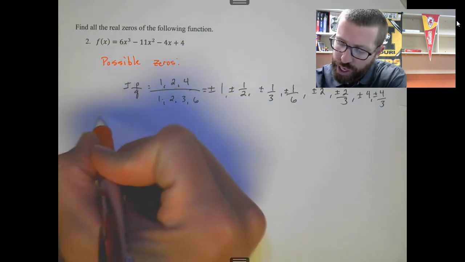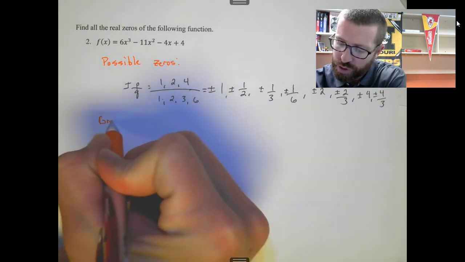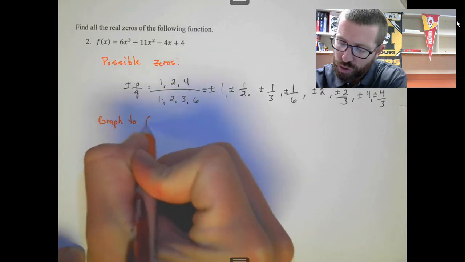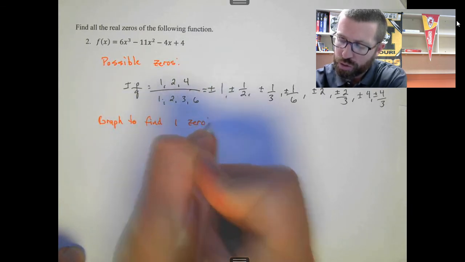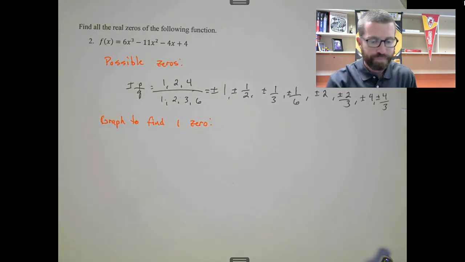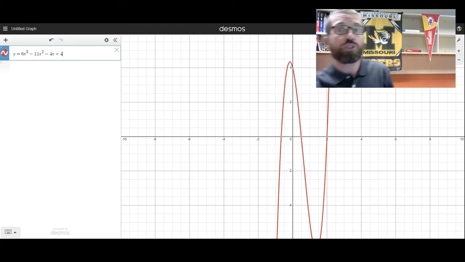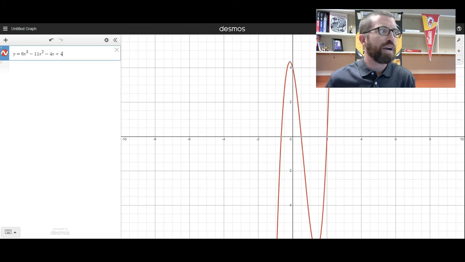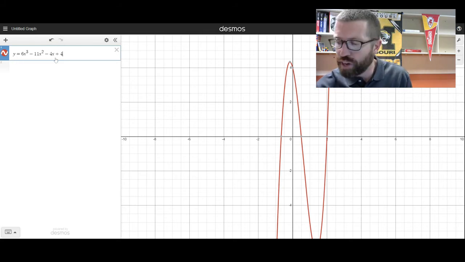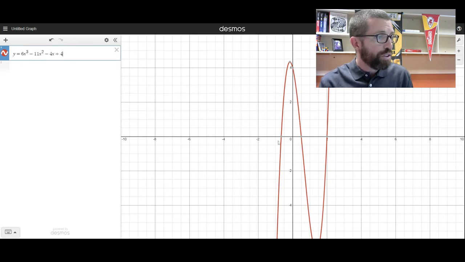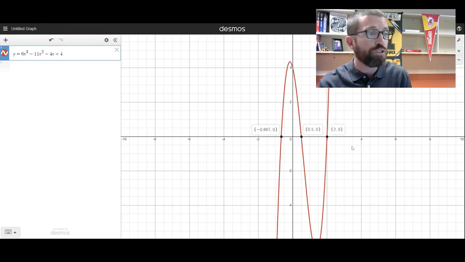Then if you want to find one zero, we're going to graph. Okay, so let's go to the graph. Okay, so here is our graph, and you can see we have the problem typed in from the original function. Use y instead of f of x. And you can see the zeros look to be negative 0.667, so that's a fraction, 2/3. We have 0.5, which is 1/2, and then 2.